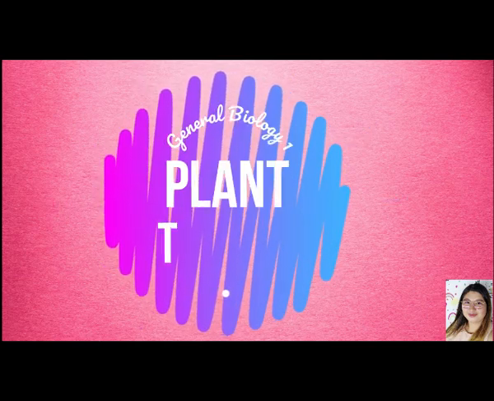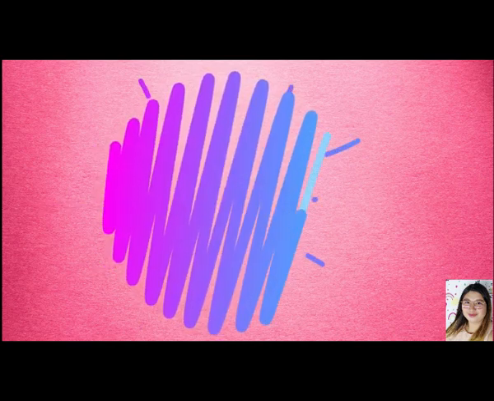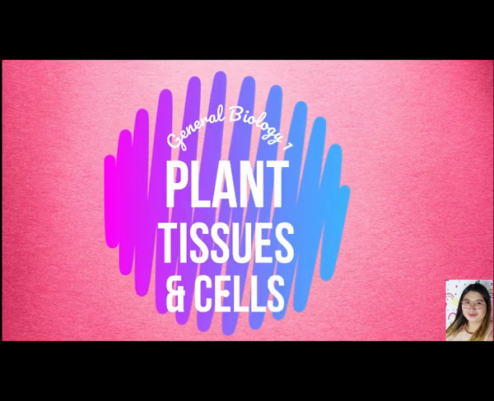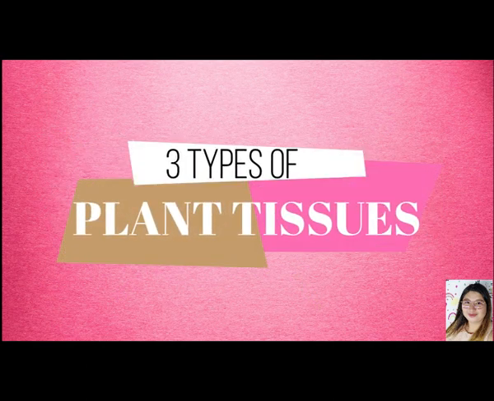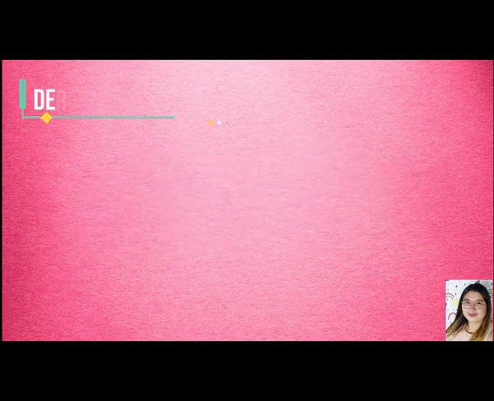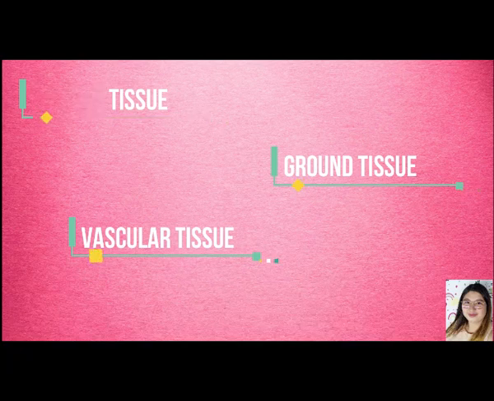Tissues and cells. So we are going to talk about how plant tissues work and what kind of cells are present in this plant tissue. We have several cells that are doing the same work. We call them tissues. So plants have only 3 tissue types. The first one, the dermal tissue, number 2, ground tissue, and number 3, the vascular tissue.